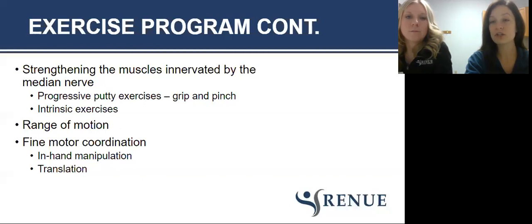We increase the range of motion. Some people come in and their fingers just are not moving very well because of that numbness and tingling. So again, that will be tailored to you, whether it's your wrist that's not moving, your index finger, your thumb. We go from there depending on what the needs of the patient are.